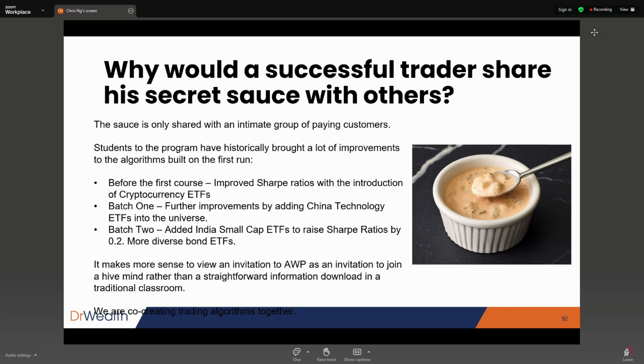So the first batch, I introduced cryptocurrencies. Then the students suggested adding China technology stocks into the universe, so I added China and India into the mix. And the second batch of students added more and more ETFs to actually gradually improve the overall performance of the portfolio, right? So this is not so much of a guru telling students what to do. We are all working on software and we are all trying to make more money together, right? And so we function something like a hive mind, right?